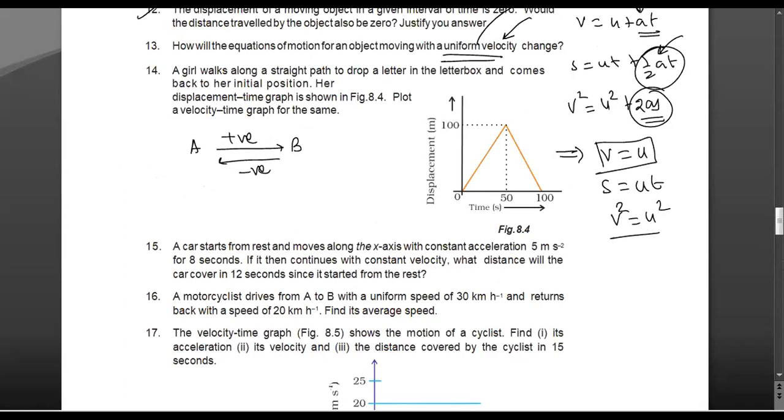Here we have the question right now. A car starts from rest and moves along the x-axis with a constant acceleration of 5 meter per second square for 8 seconds. If it then continued with constant velocity, what distance will be covered by the car in 12 seconds since it started from rest? Tell me.